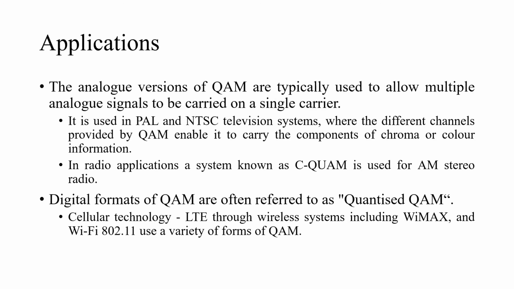Now coming to the applications of QAM, both in analog and digital formats, QAM is used. In the analog systems, QAM is used in PAL and NTSC television systems to carry different channels and color and black and white information. And it is also used in stereo radio systems where two channels are transmitted through two different paths or two different I and Q channels.